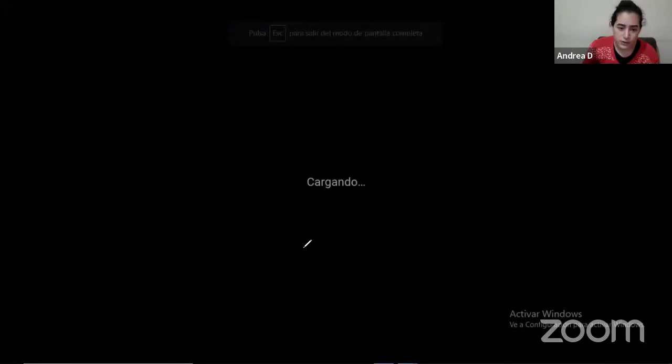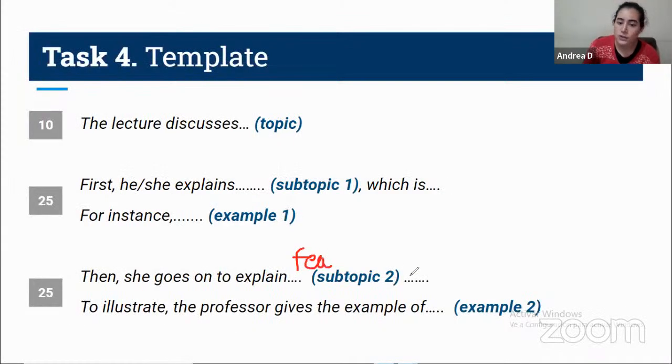Features. The professor explains features, you define it: they are the extra characteristics a product has that make them easier to use. And you give the example. You say, to illustrate, the professor gives the example of air conditioning, windows, stereos, and you mention the examples. Okay, guys? And that is pretty much it.